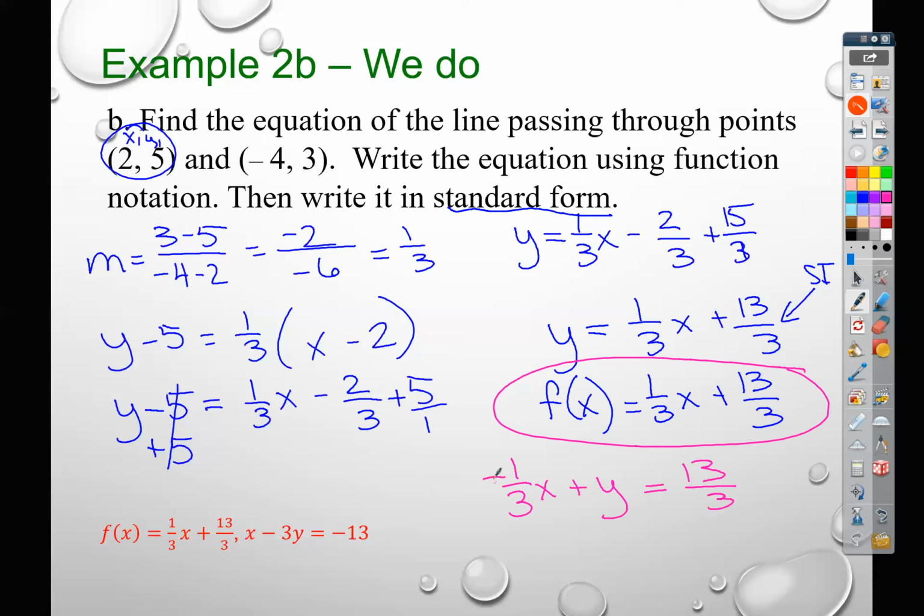I can't have negative a's and I can't have any denominators. So I'm going to multiply this by -3. The negative, because that will get rid of the negative a, the 3 because that's my least common denominator. So if I multiply that, I would get x minus 3y equals -13. And that is standard form.